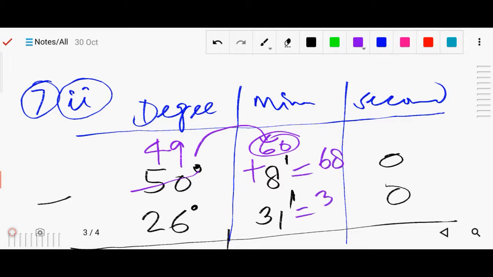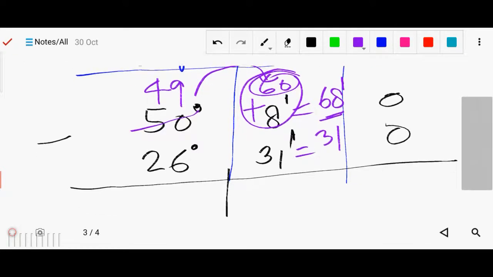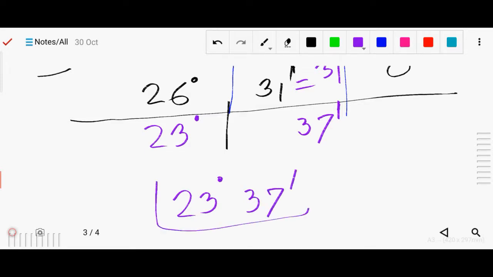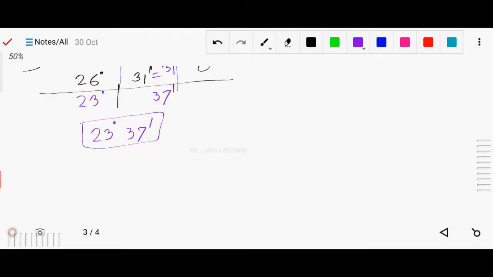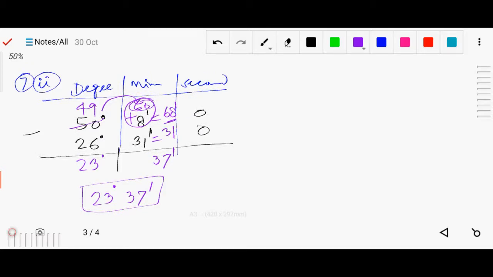Okay, now here 31. Okay, these two will be added. And now it is 61 minute and 31. Now it is possible to subtract. So it will be 37 minute. Now 49 minus 26, so it will be 23 degree. So your answer is 23 degree 37 minute. So this is subtraction. Okay, so very easy. I hope you already know how to subtract these things. Okay, so in this way you have to do.